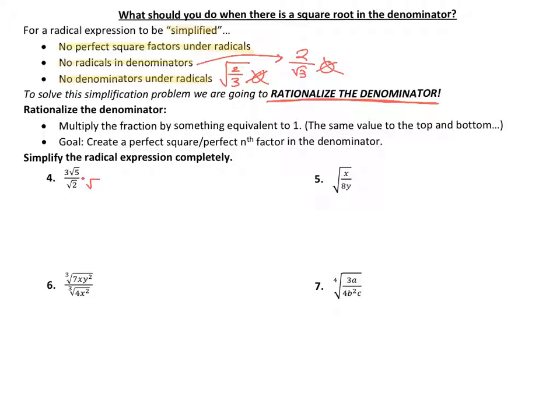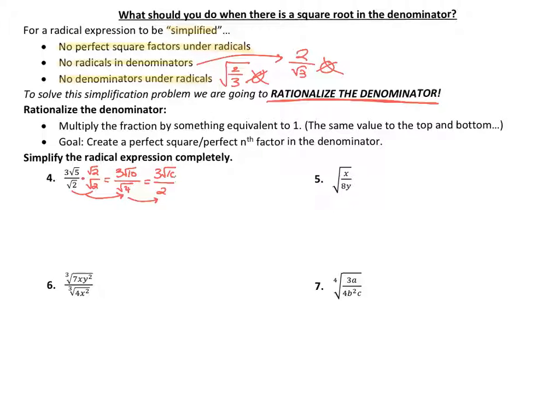Well, the smallest perfect square I can think of is 4. So if I multiply by root 2, my denominator will become a root 4, and the square root of 4 is 2. So that's exactly what I want. I want to multiply by something that will give me a perfect square that will then become a non-root number. But whatever I multiply the bottom by, I must multiply by the top. So if I multiply by root 2, I'm going to get 3 root 10.